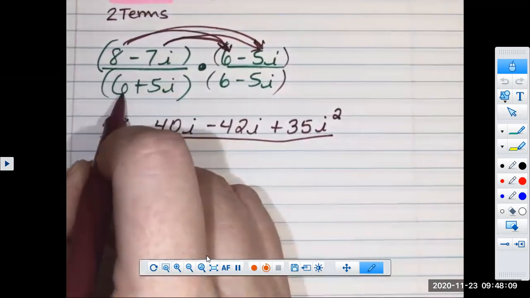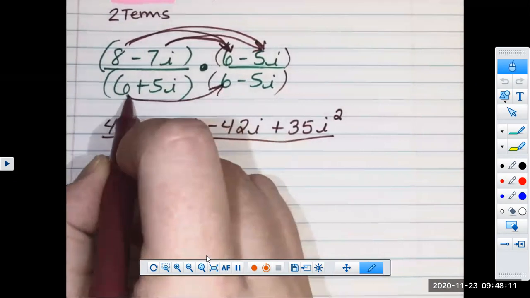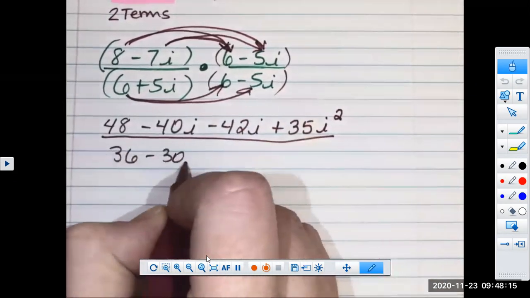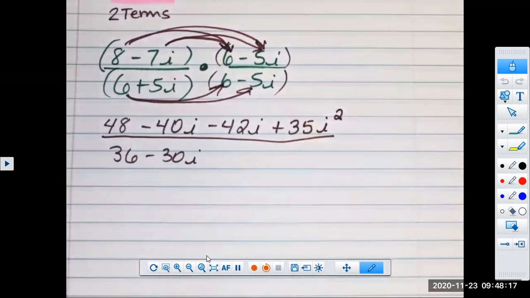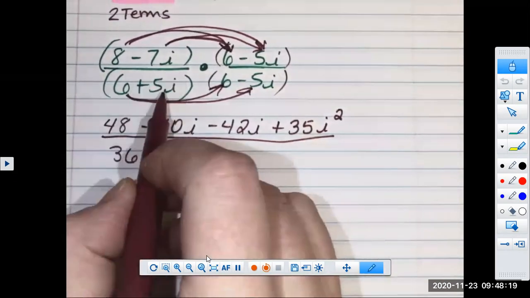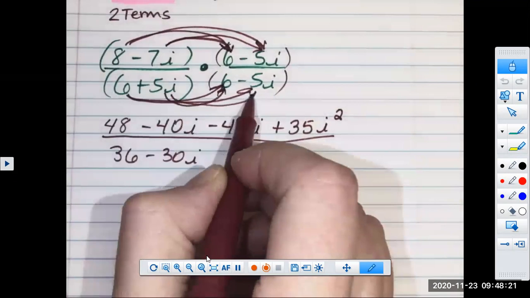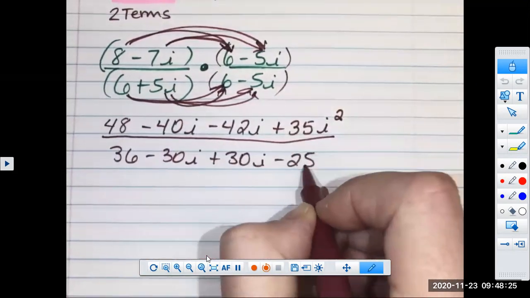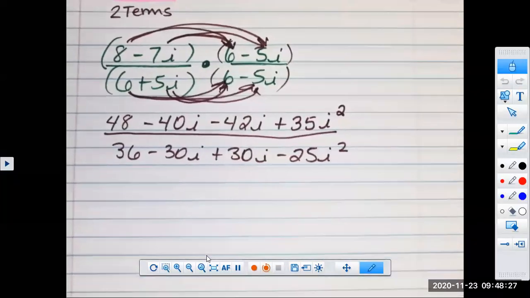And once again, do the same thing on the bottom. Make sure you multiply 6 to both terms. So that's going to give you 36 minus 30i. Positive 5i to both terms. So that'll give you plus 30i minus 25i squared.